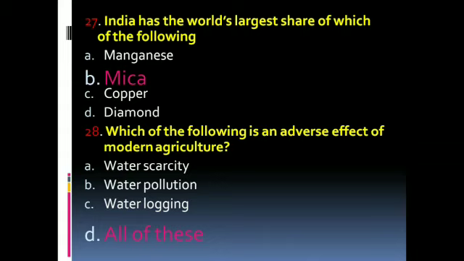because we know that modern agriculture leads to scarcity of water because excessive water is being used in the form of irrigation. Then water is getting polluted due to the fertilizers and pesticides which are washed to the nearby water bodies, and these water bodies get polluted. And of course water logging is also seen, where the water gets stagnant in the soil and does not allow the plants to grow there.